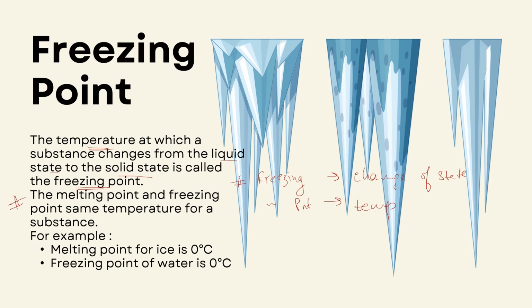Now remember that the melting point and freezing point are the same temperature for a substance. They are the same. For example, the melting point of ice is 0 degrees Celsius. Similarly, the freezing point of water is 0 degrees Celsius. Ice is nothing but water, just in solid state. So you'll commonly hear the term melting point rather than freezing point.